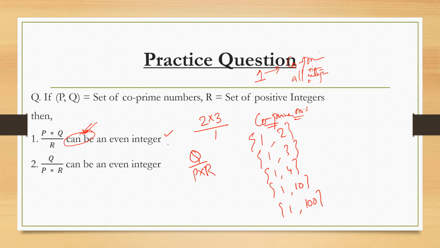Fine. So here, can I take P and Q, so that it is even, right? Yeah, can I take 1 and 6? Exactly, right? So that is 6 by 1 into R is what? Any positive integer. So I'm taking it as 3. That means what? Can be an even integer. Is this clear, everyone?